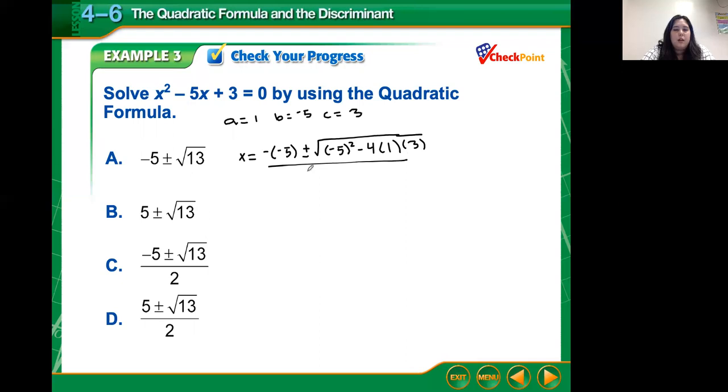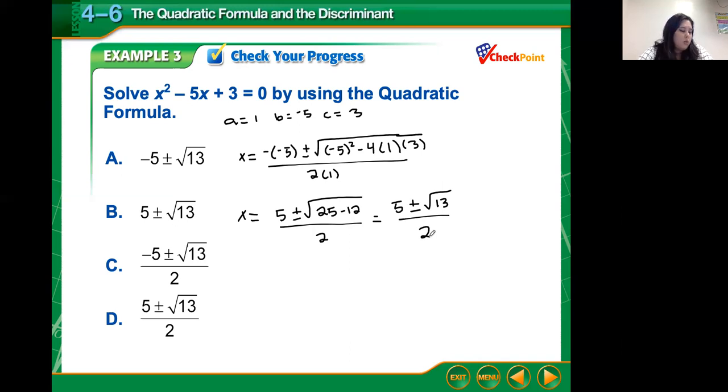All over 2 times a, which is 1. We're going to go ahead and simplify. -(-5) is +5, plus or minus the square root of 25 minus 12, all over 2. And this is the same thing as 5 plus or minus the square root of 13, all over 2. And that's actually all we're able to do. So that is our answer. And so we get D.